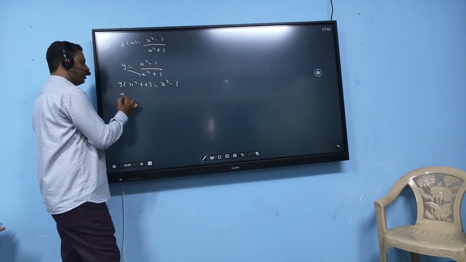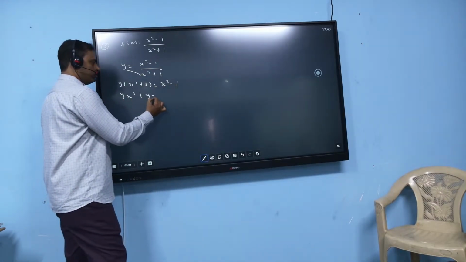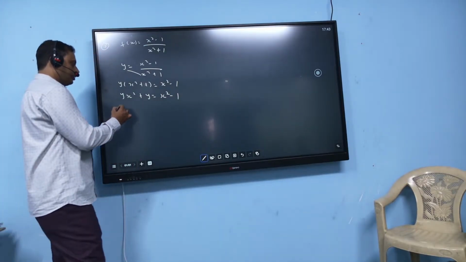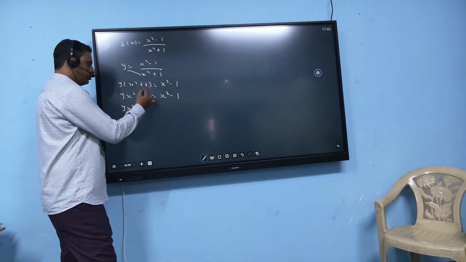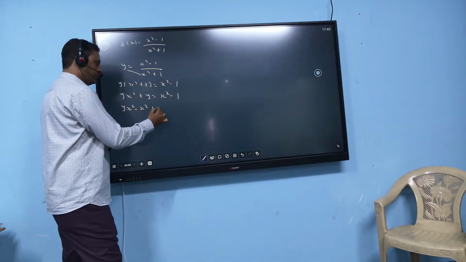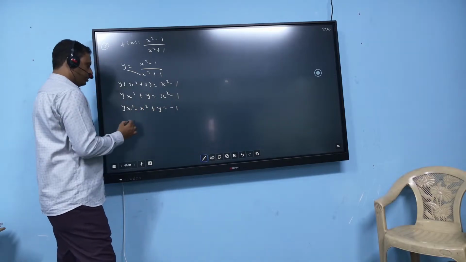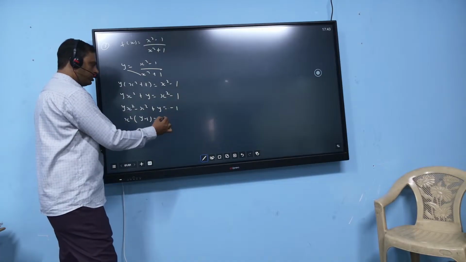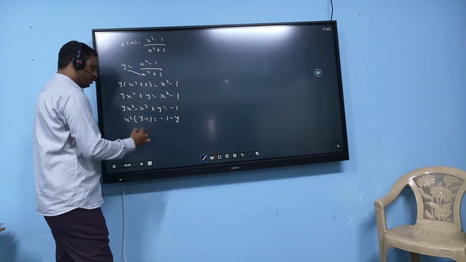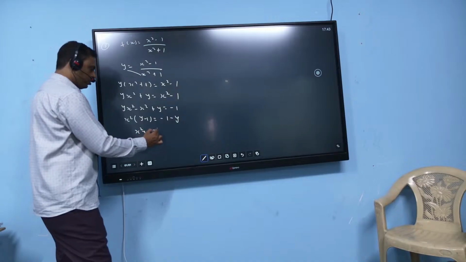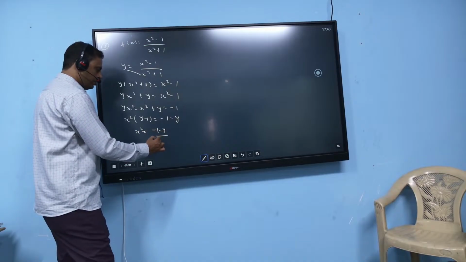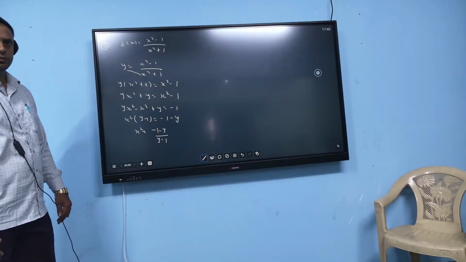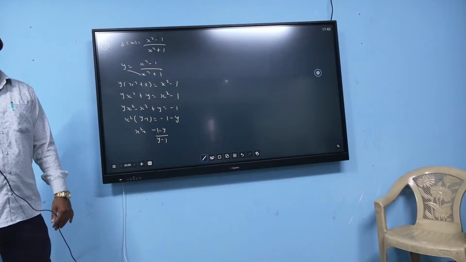Open the bracket. Make the terms of x square to one side. Minus x square plus y equal to minus 1. Take x square common. Shift this to that side. So what is x square? Minus 1 minus y divided by y minus 1. Is this okay? Any doubt? Till here, anybody have doubt?